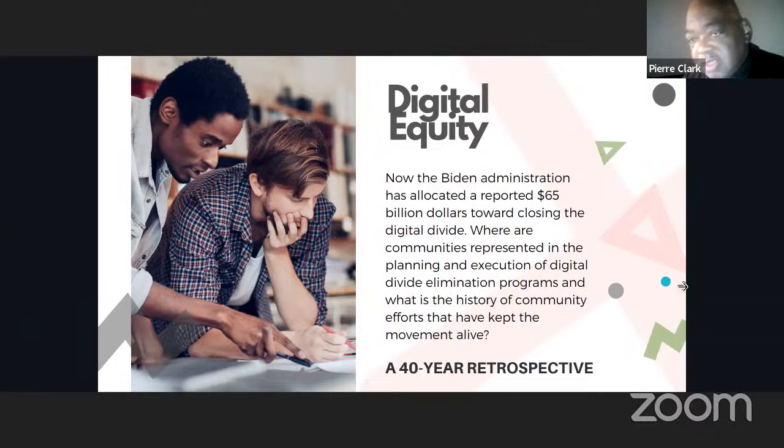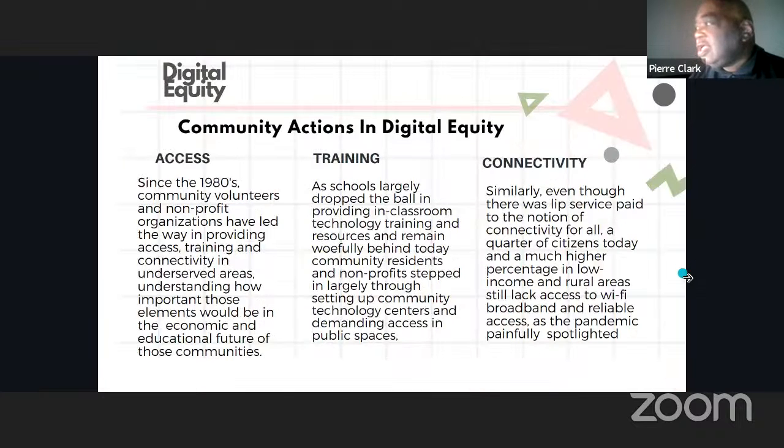But the point being, now that we have that commitment, what are we going to do with it? And how is our community going to be involved, and how are they going to be able to get involved and leverage all the opportunities that $65 billion should open up? There's always been 3 aspects of what we term digital equity. First was, as I mentioned, access.